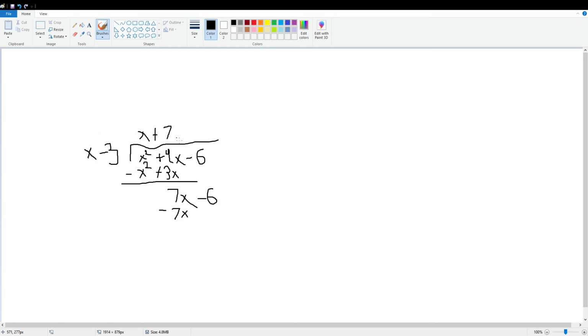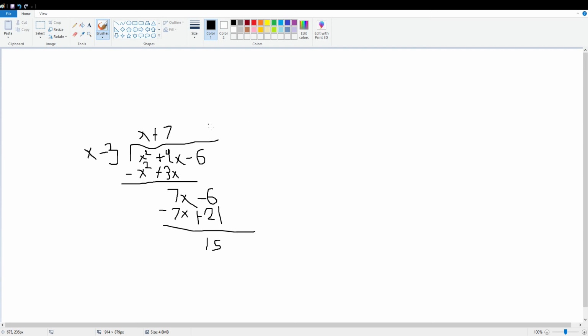Now negative 3 times 7 is negative 21. And we would add the 21. And after we add the 21, we get left with 15 as our remainder. This is our remainder because if this was negative 6 instead of negative 21, then we would cancel out the whole thing and be left with 0. But that's not the case here, and we have a remainder.